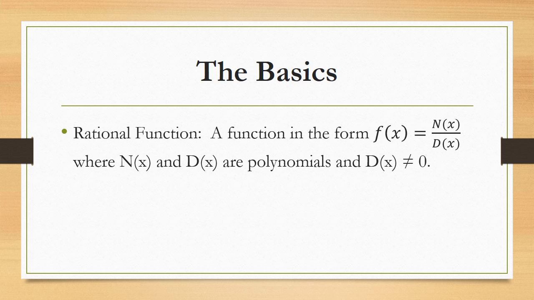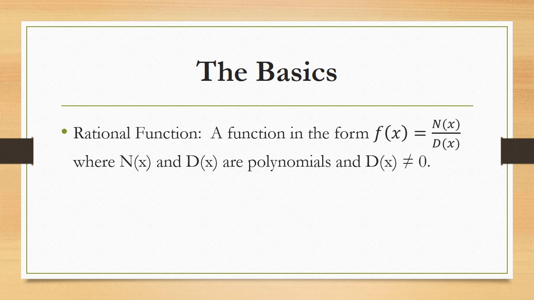In other words, a rational function looks like a fraction, but you're going to have variables in the numerator and denominator. Now, actually, you may not have a variable in the numerator, but you must have a variable in the denominator for this to be a rational function. And as with any fraction, the denominator cannot equal 0.